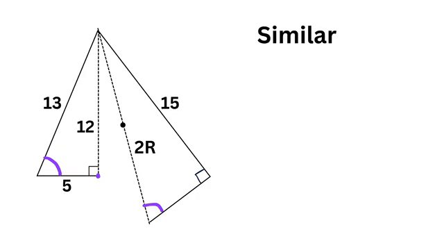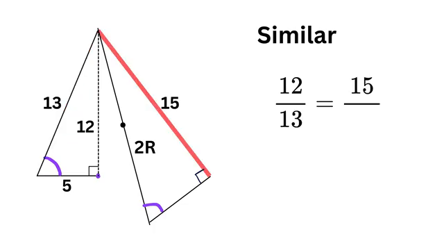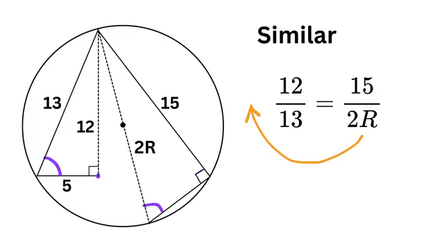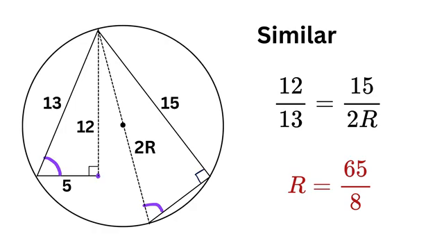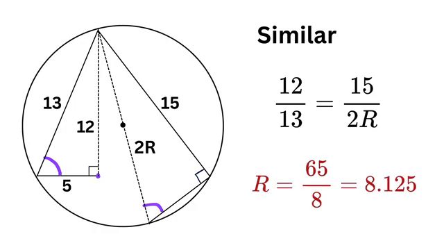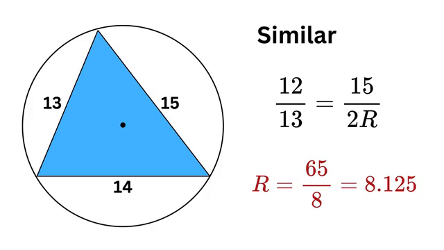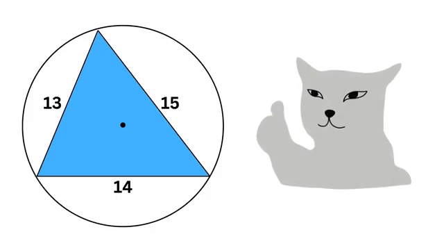Therefore, by the property of similar triangles, the ratio of corresponding sides will be equal. Therefore, this side h, or 12 over hypotenuse, or 13, equals this side, or 15 over hypotenuse, or 2 times r. Take r this side, and 13 over 12 this side, to get r equals this. This gives us 65 divided by 8, which is equal to 8.125 units. And there we go. So good!